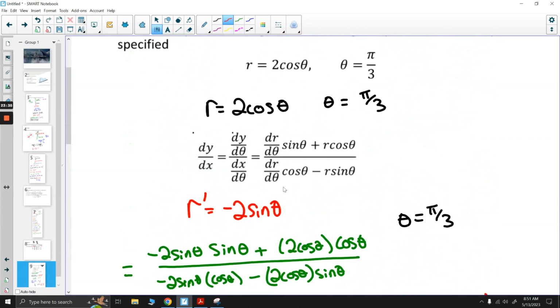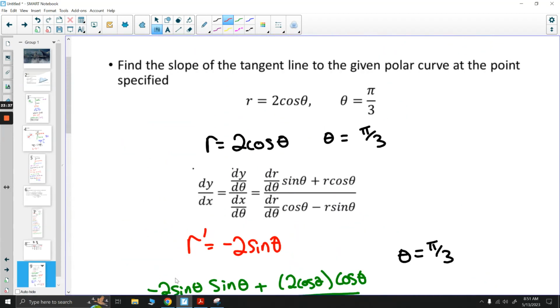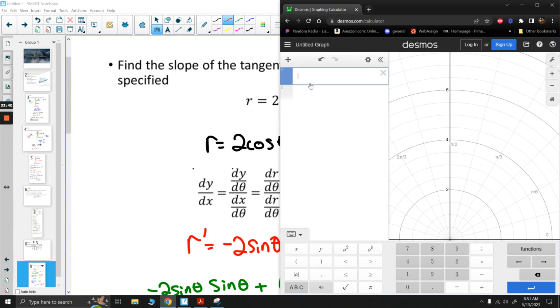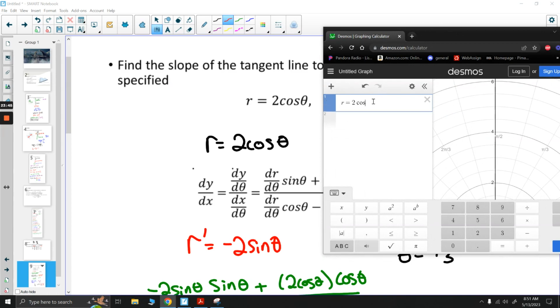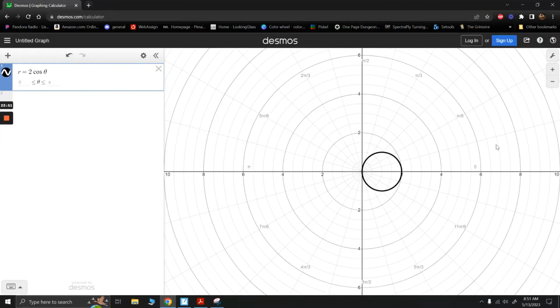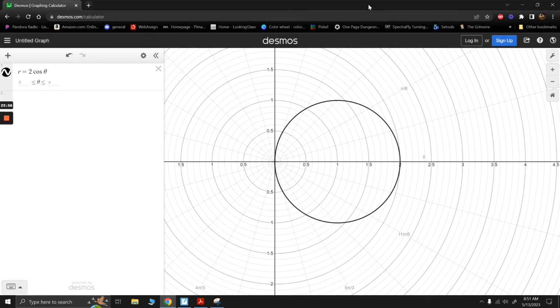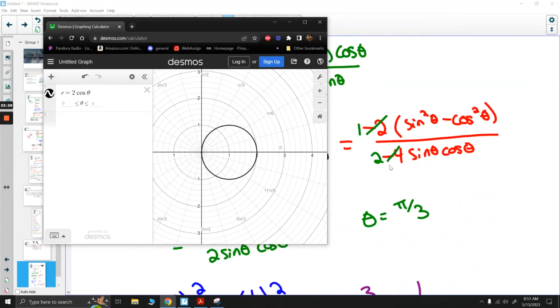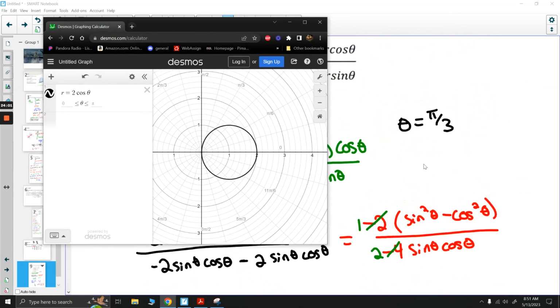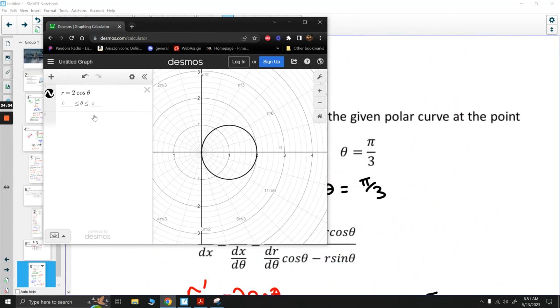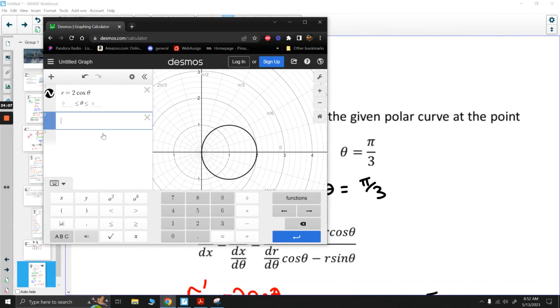We can double check that that's believable if we graph this thing. We have our r equals 2 cosine theta. That's what this thing here is, and we want to know the slope at some point here. So the slope at theta is pi thirds. I don't know if we can actually graph this, theta equals pi over 3.